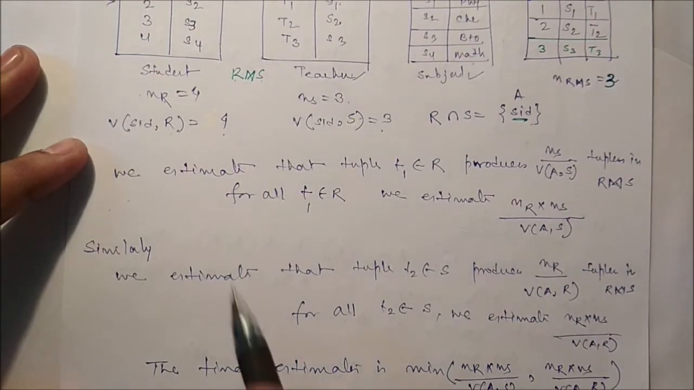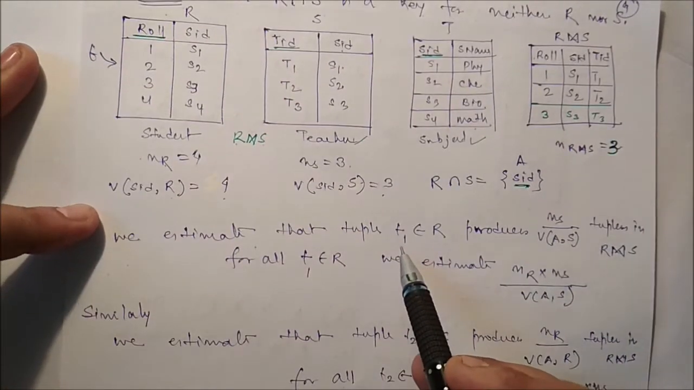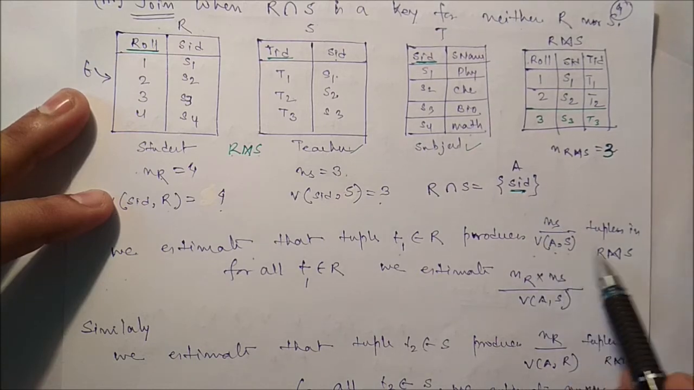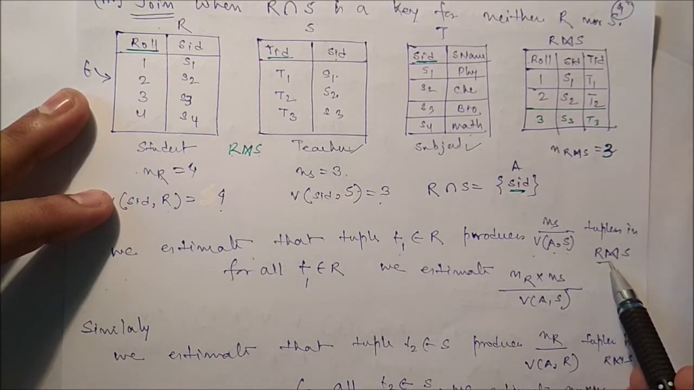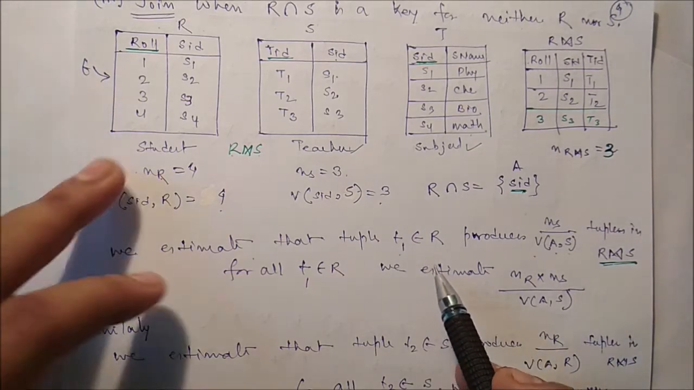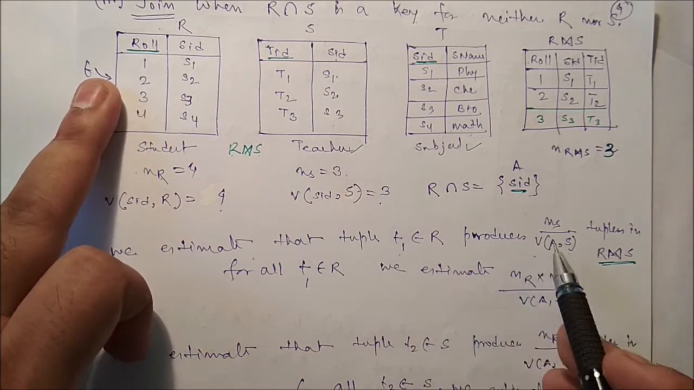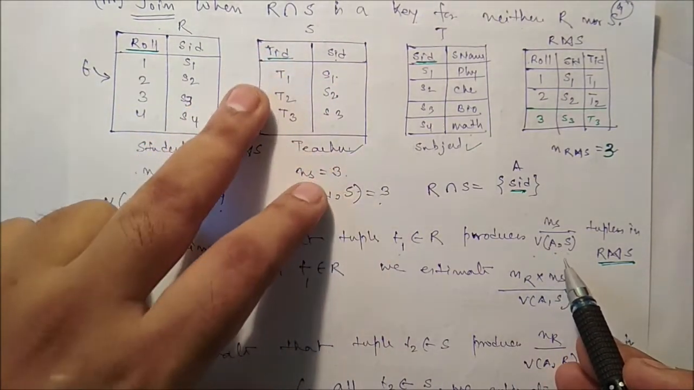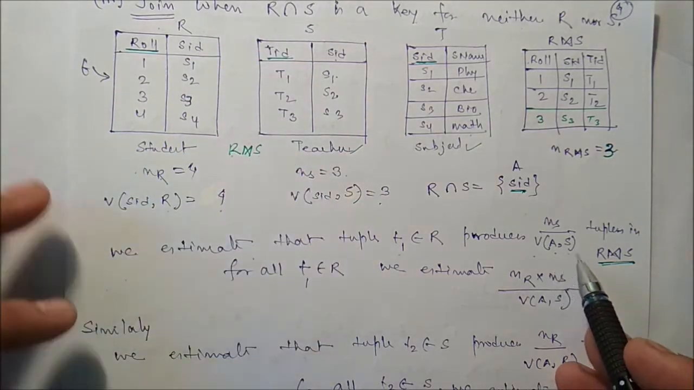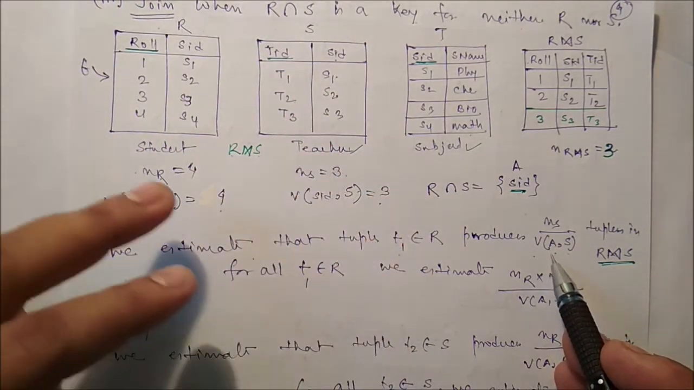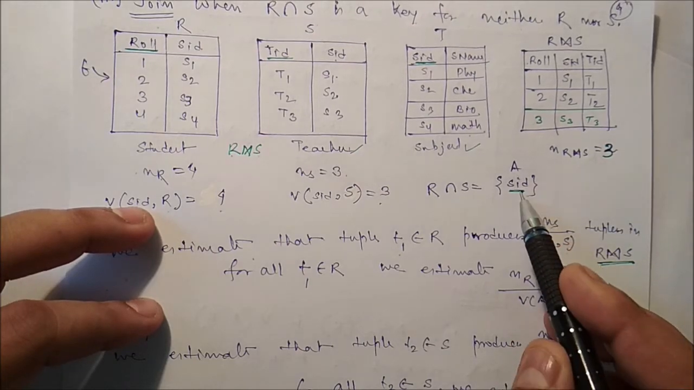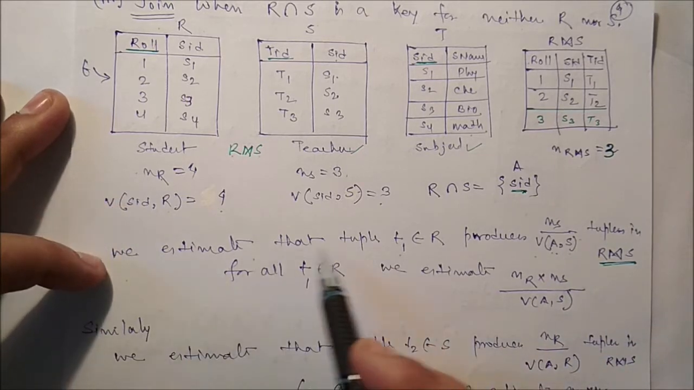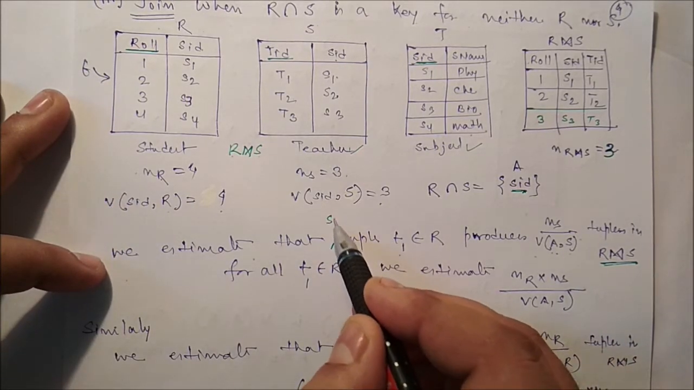Now we estimate that tuple T1, which belongs to this particular R, produces NS by V(A, S) tuples in R for this particular join. So a T1 record from R produces NS by V(A, S). NS is the number of records, divided by the distinct values present in this attribute A. Here A is nothing but the subject ID. This is for a single record, a single tuple.